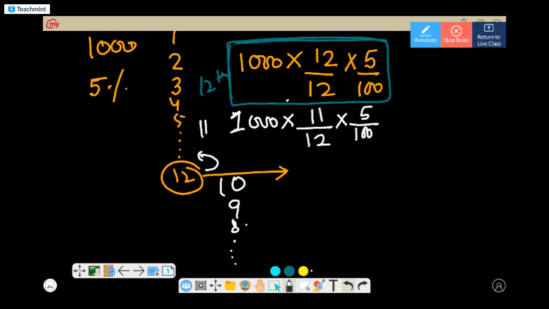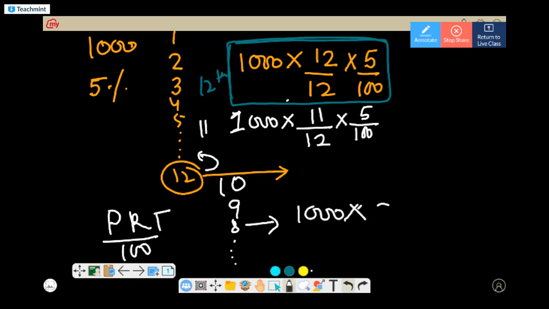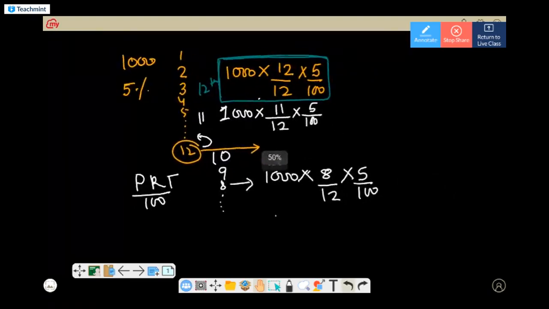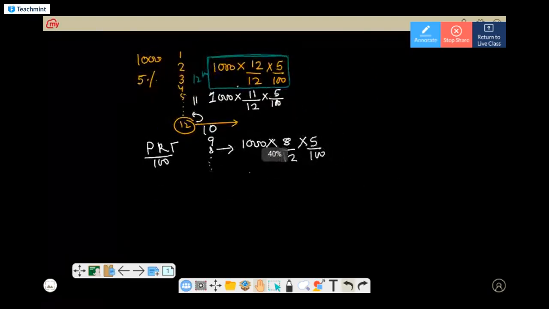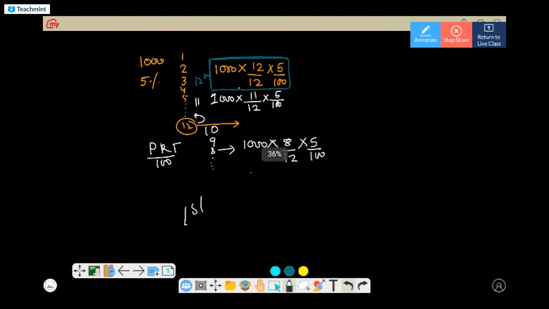For example, if you're taking the 8th month, you will be doing 1000, going by this PRT by 100. 1000 and time is 8 by 12, the 8th month, into 5 by 100. This way you can go up till the first month. So for the first month, how much interest would you have got? 1000 into 1 upon 12 into 5 by 100.